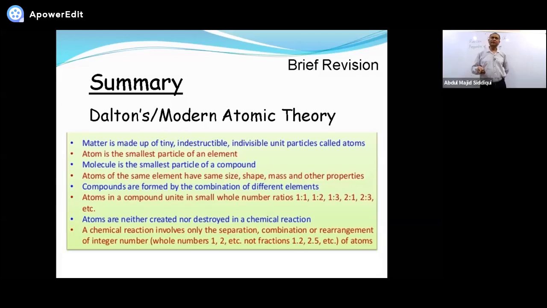What else? Atoms can't be created nor destroyed. We know that in nuclear reactions, a part of matter is converted into what? Into energy. So matter can be destroyed, but conditionally. Not in chemical reactions, but in nuclear reactions. So this was a brief revision about Dalton's atomic theory and the modern atomic theory.